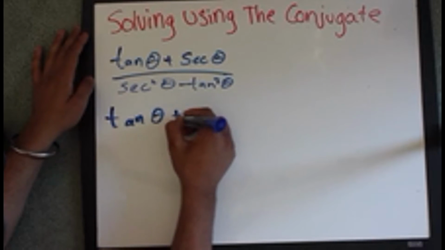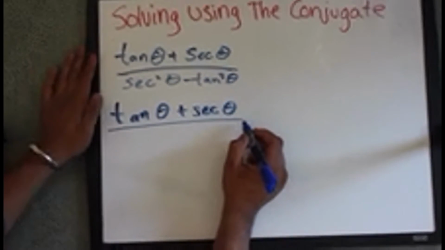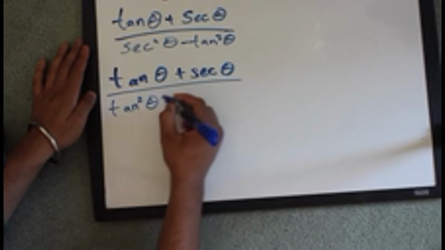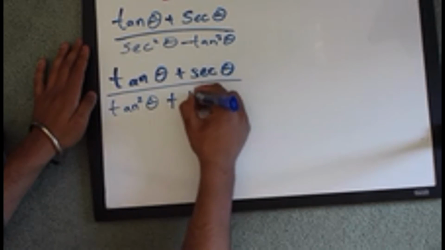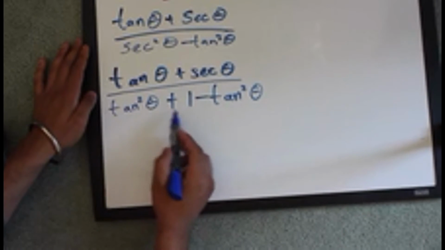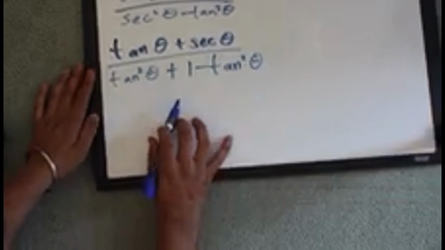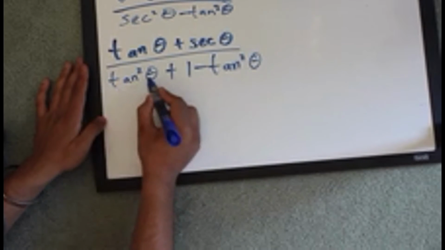Tan theta plus 1 minus tan squared theta. So tan squared theta plus 1 is equal to secant squared theta. So now we can just simplify. So tan squared theta subtraction tan squared theta.